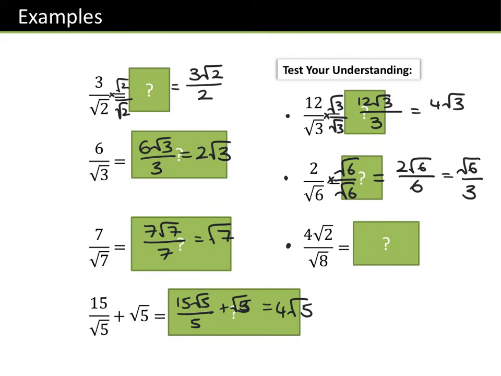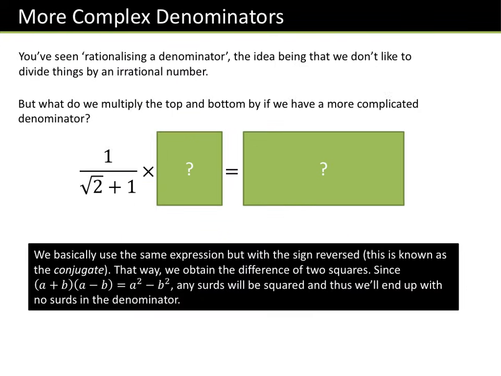4 root 2 over root 8. Root 8 can be written as 2 root 2. So I'm going to multiply by 2 root 2 over 2 root 2. You can multiply just by root 2 over root 2 if you want, but a lot of people like to multiply, so we're going to get 4 times 2 is 8 times 2 is 16, over 2 times 2 is 4 times 2 is 8. 16 over 8, 2.